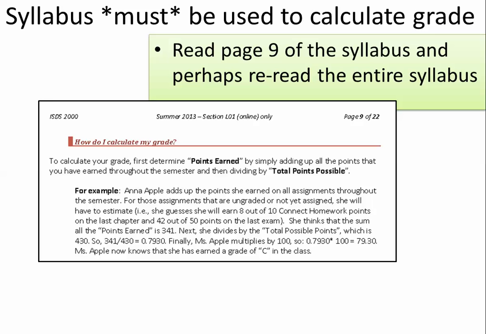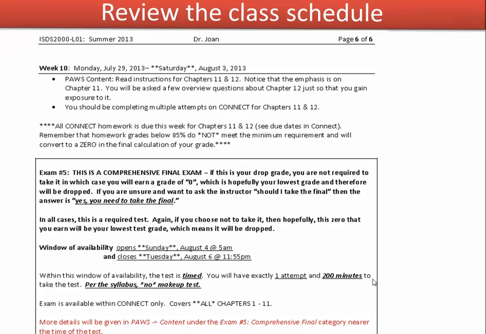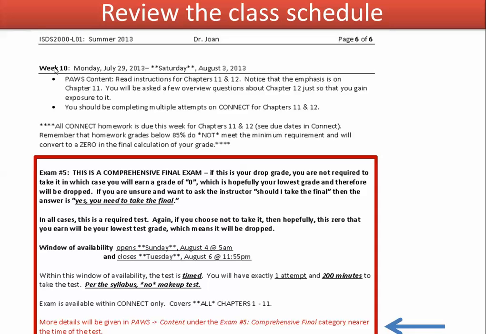Required points on the bottom, points that you earned, including extra credit, on the top. Divide, and you're going to come up with a decimal value. Multiply by 100, that's your grade, right? That's explained in the syllabus, around page 9. Might be a good time to look at week 10, the last week of the semester.